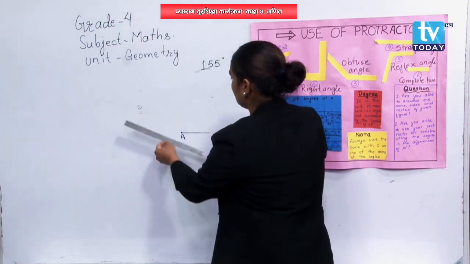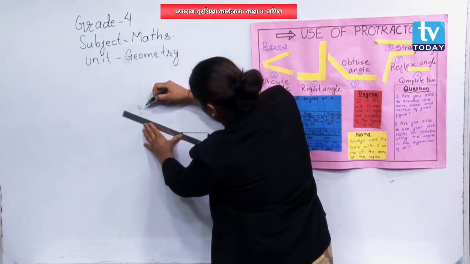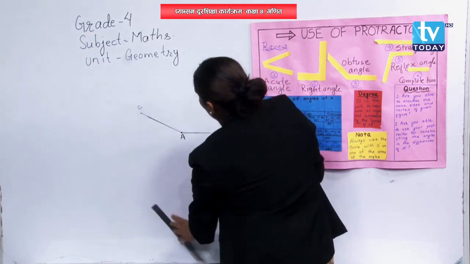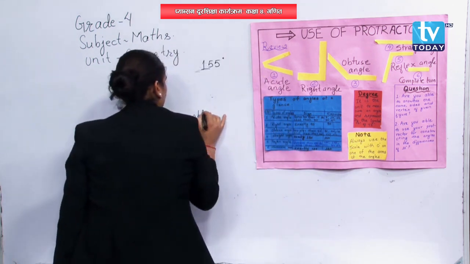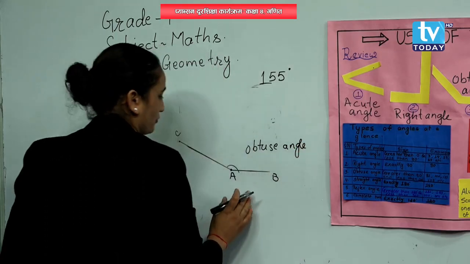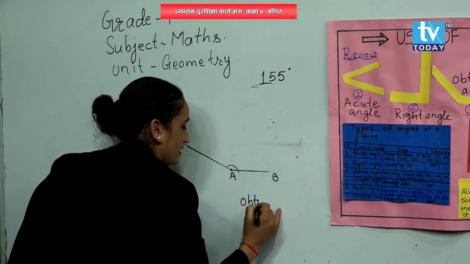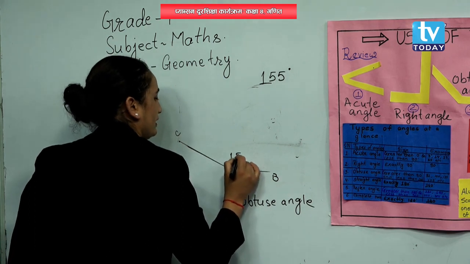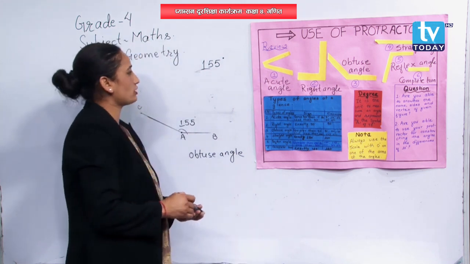Done. So I have to make it straight. Now you can draw a line like this way. We call it an obtuse angle, or you can write it down. Okay, if you don't like it here, you can write it here. It will be clean and good also, right? Obtuse angle, and here is 155 degree.